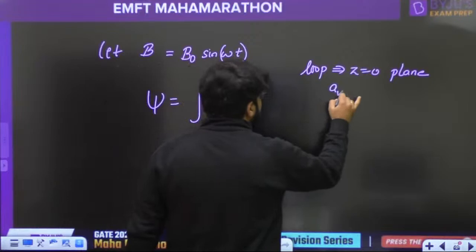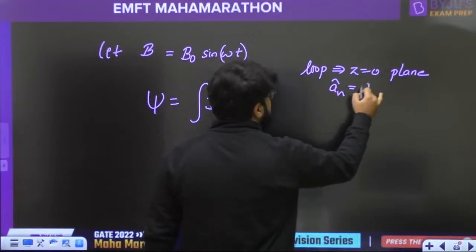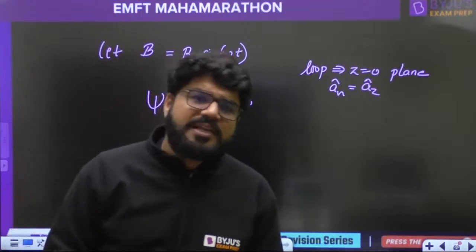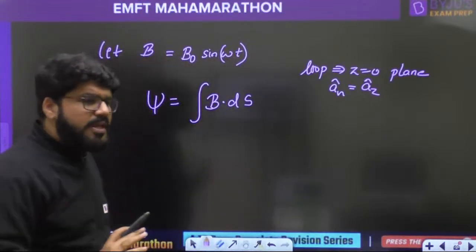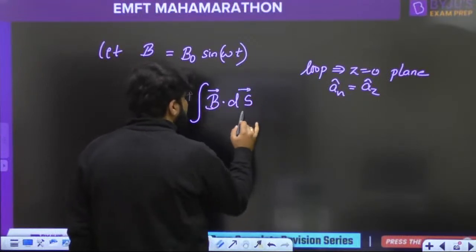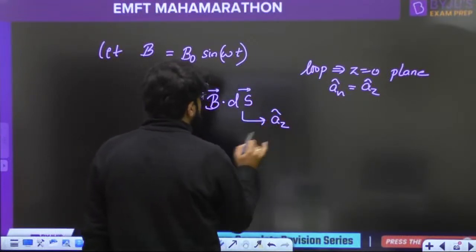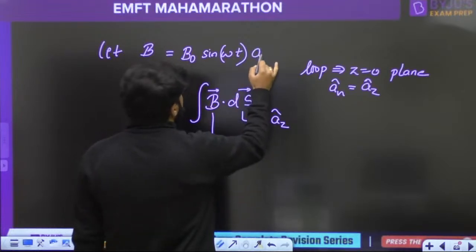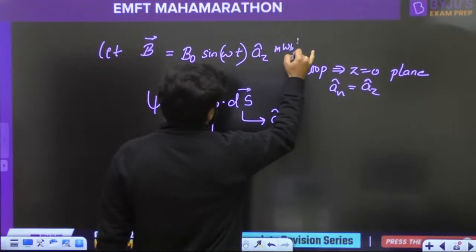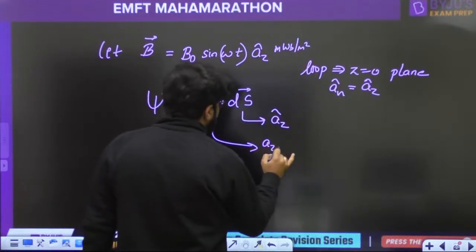So what is the unit vector normal? Z equal to 0 means xy plane. And the vector normal to the xy plane is in the z direction. The direction of any surface area is also the z direction. B is also given in the z direction. Both are in the same direction.